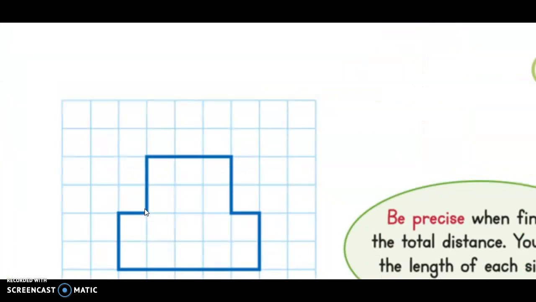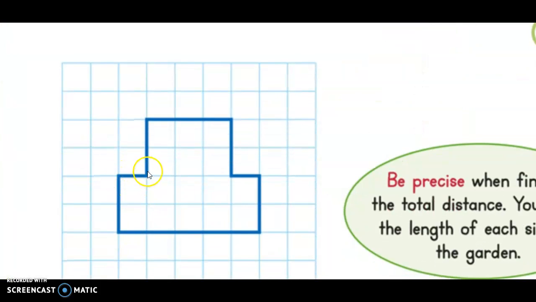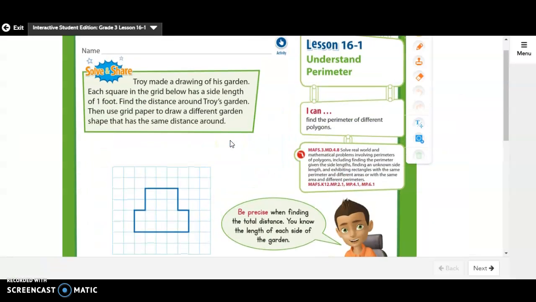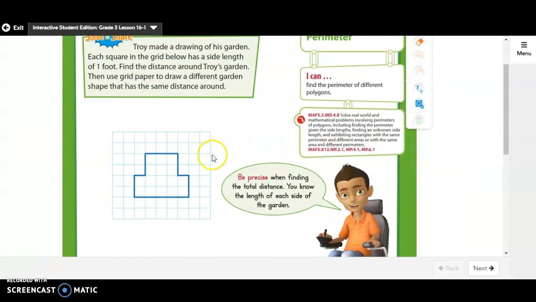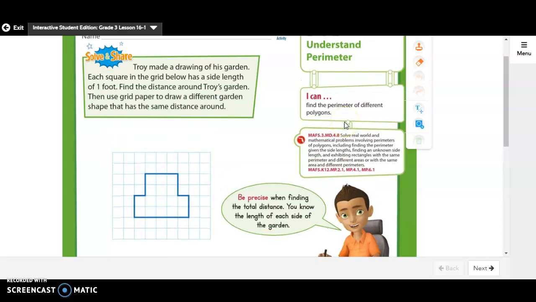So you can see, like on this shape, for example, this is a length, and then also this is a length. So this would be 1, 2 right here. Even though they're touching that same square, they're still two separate lengths, so they still count as different pieces of the perimeter. So this example here is Troy, a drawing of his garden.